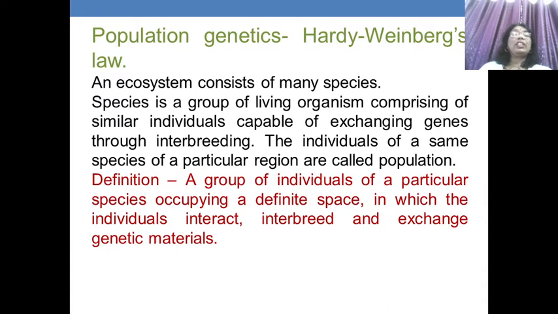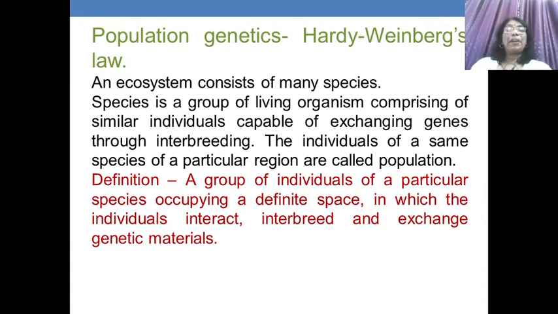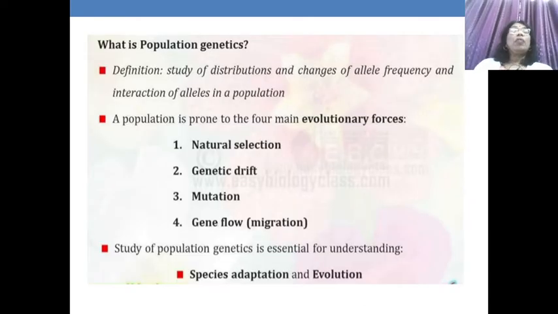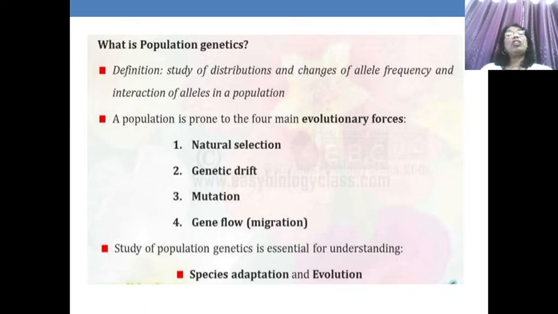Therefore, the definition is in this manner: a group of individuals of a particular species occupying a definite space in which the individuals interact, interbreed, and exchange of genetic material takes place. That group of individuals is termed as a population. What is meant by population genetics? The definition of population genetics is in this manner: it is a study of distribution and changes of allele frequency and interaction of alleles in a population.